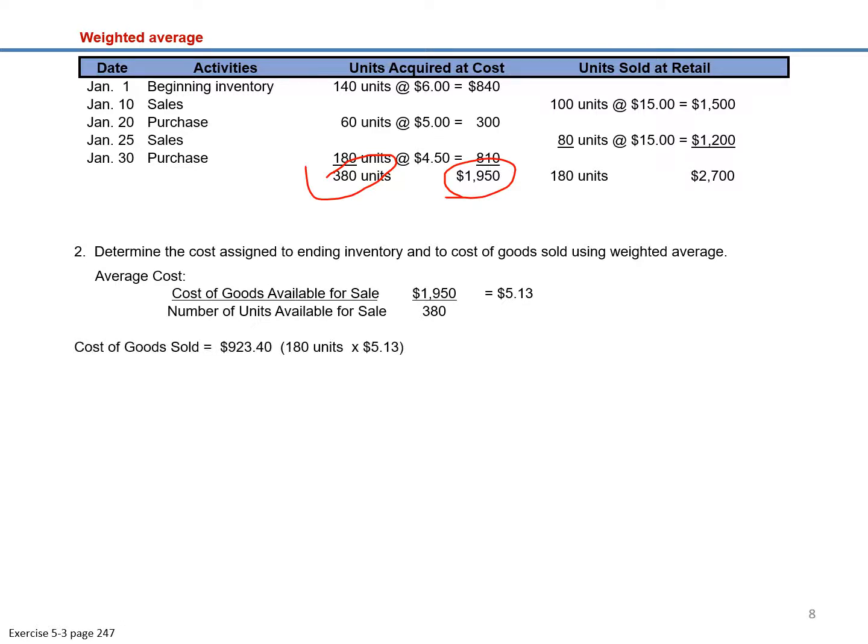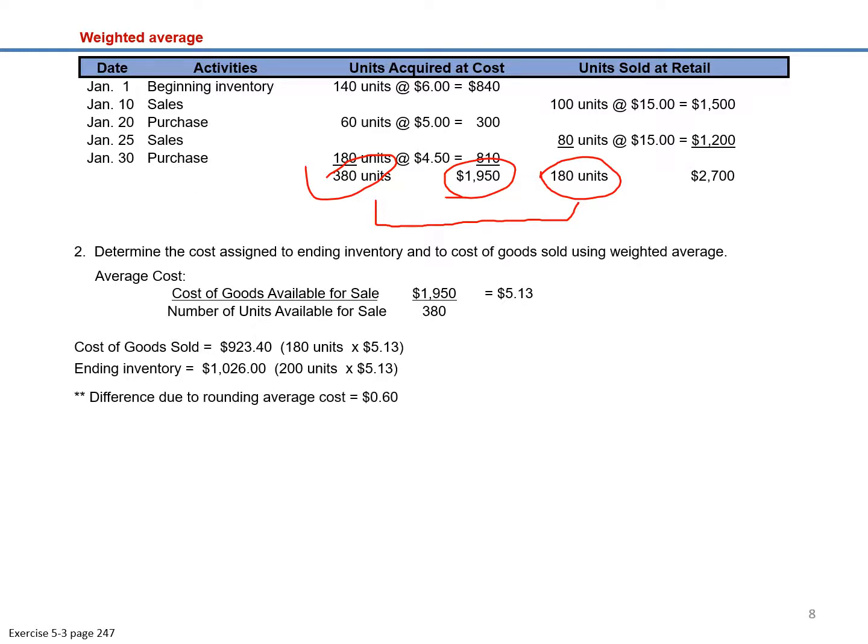Okay. So if we take $5.13 times the 180 units that we sold, that means our cost of goods sold is $923.40. If we take $5.13 times the 200 units that remain, so our 380 minus our 180, we're going to have ending inventory of $1,026. Oh, and then the difference they're saying is due to rounding.